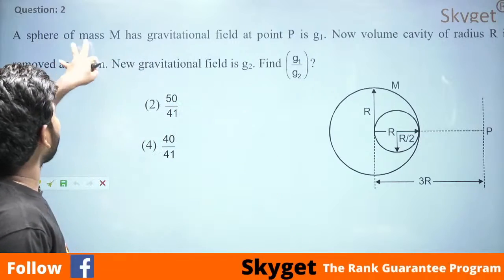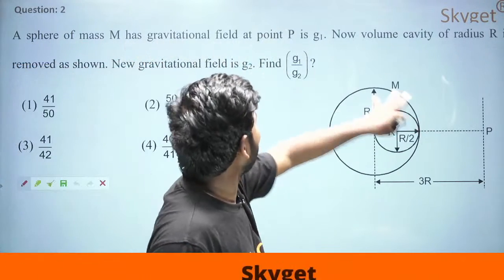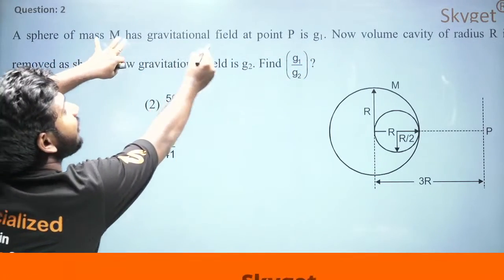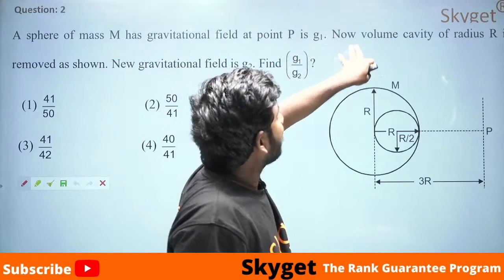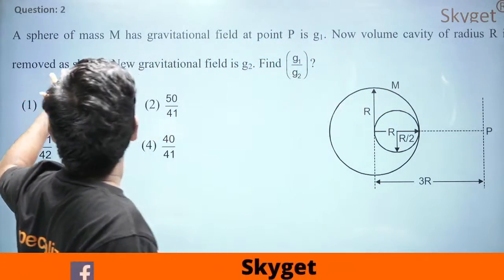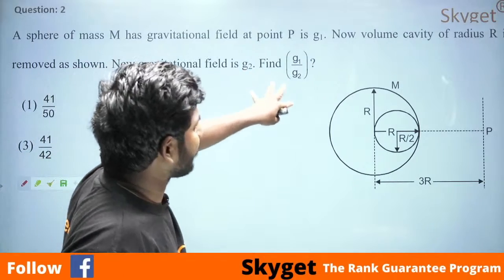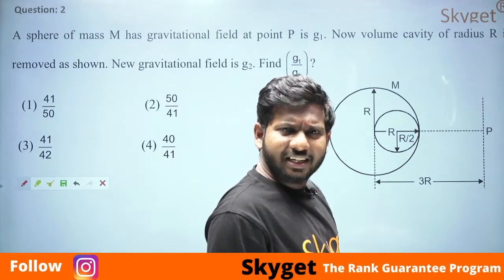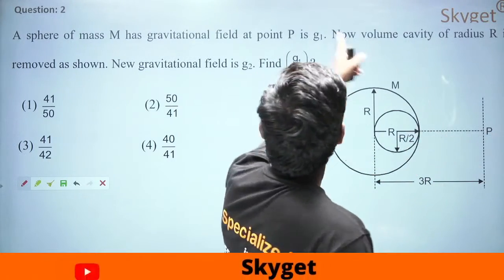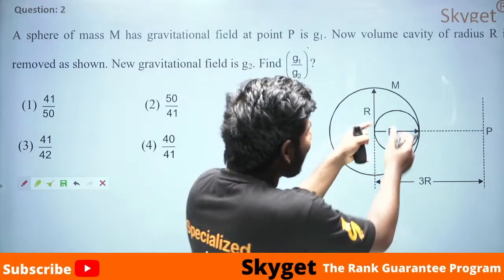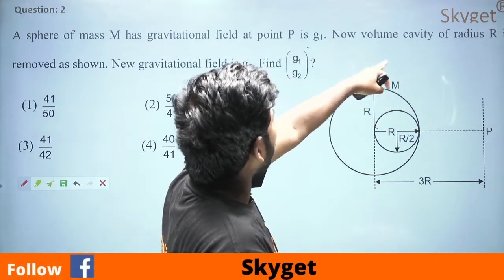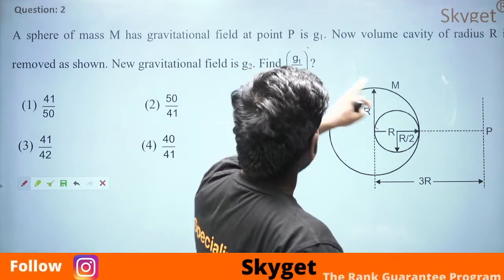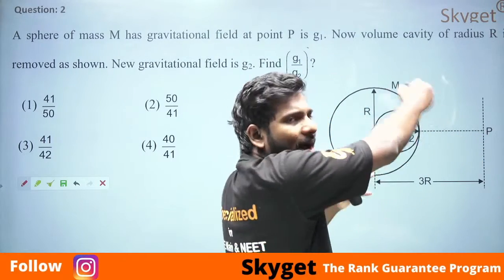In this question, a sphere of mass m has gravitational field at point P equal to G1. I explained the same question making gravitational field intensity. Now a volume cavity of radius r is removed as shown, and the new gravitational field is G2. That means initially there is a sphere, and the gravitational field intensity due to the sphere at this point is G1. Then some part of the sphere is removed, a volume cavity of this much part, and the gravitational field intensity is G2, that is, due to the remaining part.